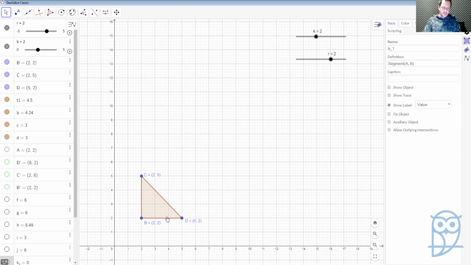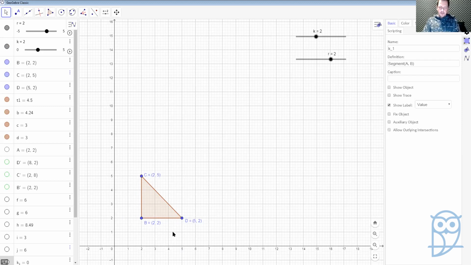So I've got a very nice triangle here, and this triangle is CBD. B has coordinates 2, 2, as you can see. C has coordinates 2 and 5. And D has coordinates 5 and 2.